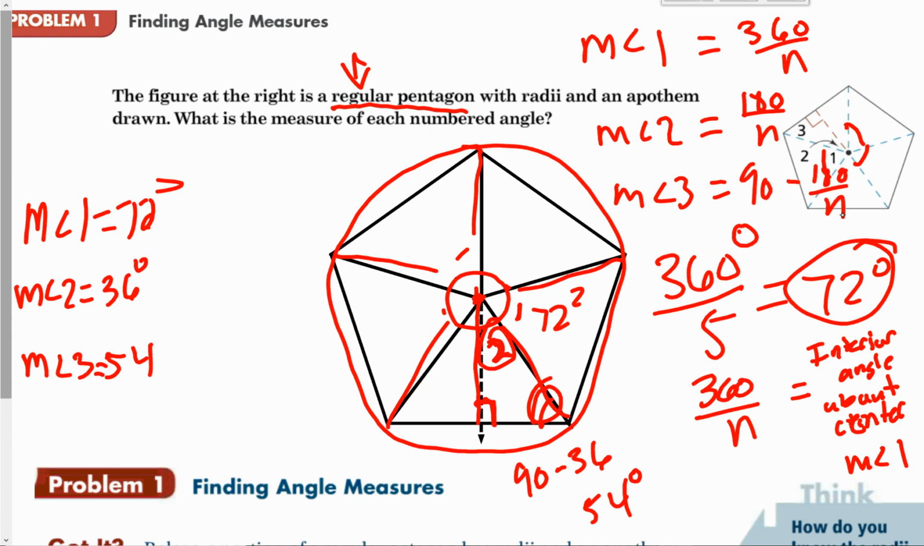Or you could say it this way. Measure of angle 2 is measure of angle 1 divided by 2. Measure of angle 3 is 90 minus measure of angle 2. That won't erase. Let's see if it'll erase now. There we go. Okay, so that's how you can do these.